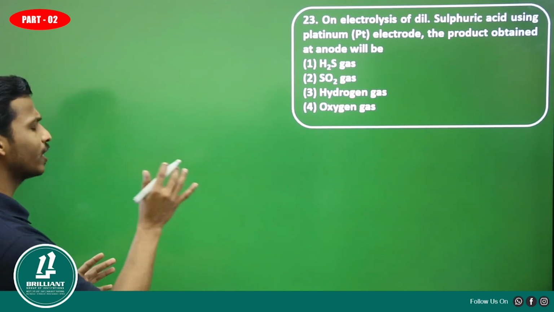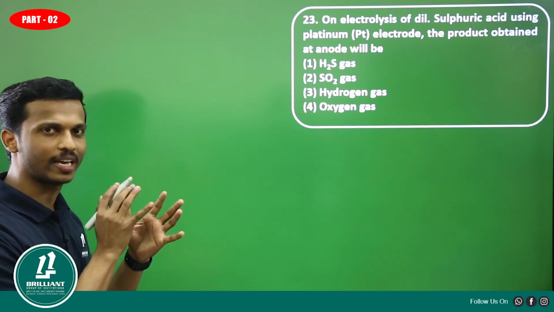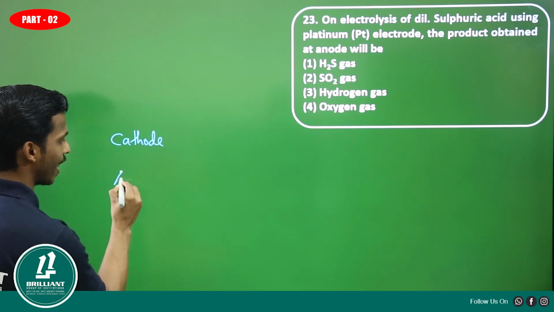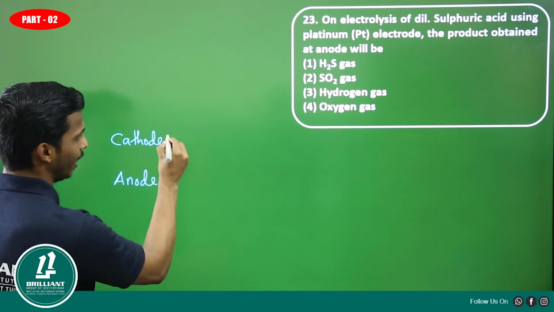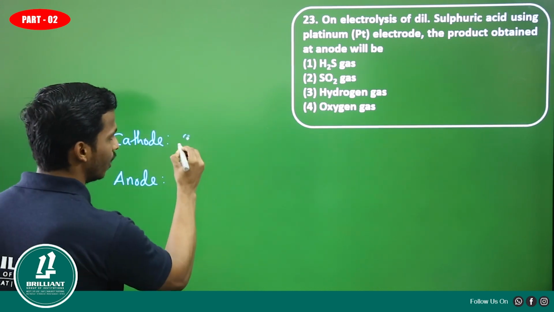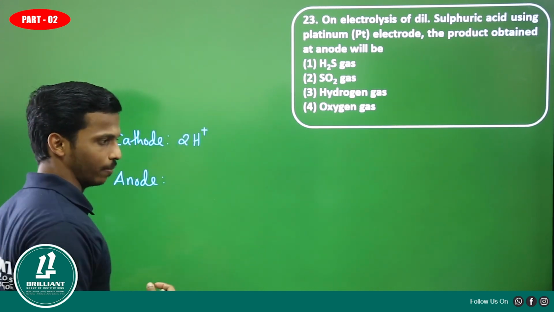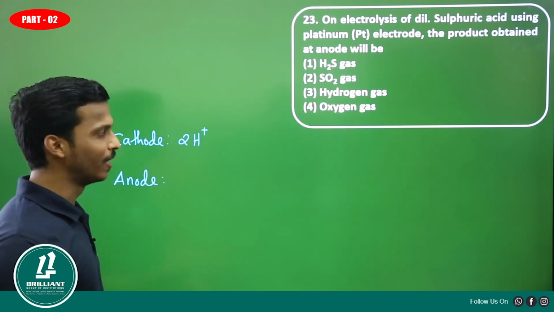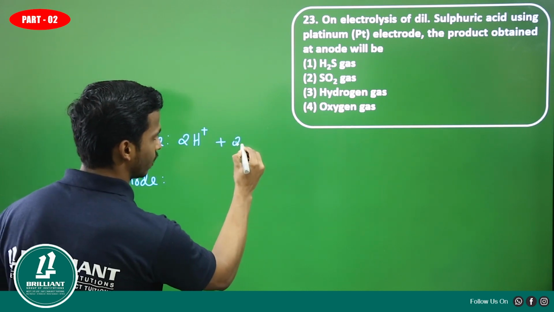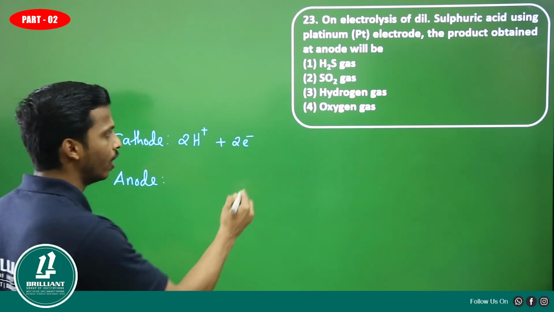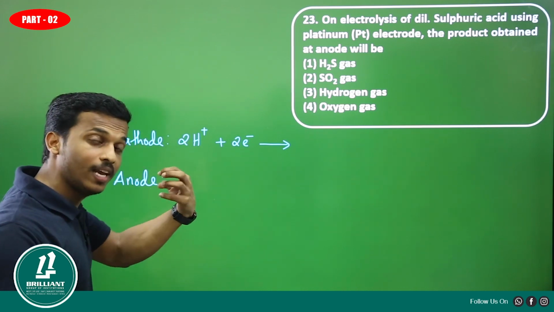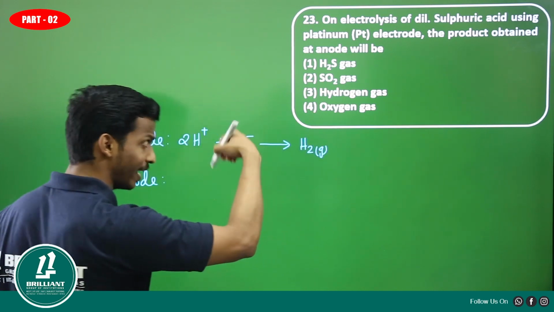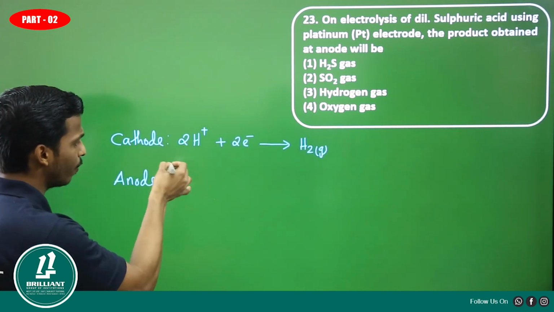We studied the electrolysis of dilute sulfuric acid, what is the reaction that takes place at cathode and what is the reaction that takes place at anode? At cathode, what is the reaction? You know, the water, dilute medium. Water contains H plus ion. Sulfuric acid also contains H plus ion. This H plus ion will gain 2 electrons and is converted to what? 2H plus gaining 2 electrons is converted to H2, right? It is in gaseous form. H2 gas.